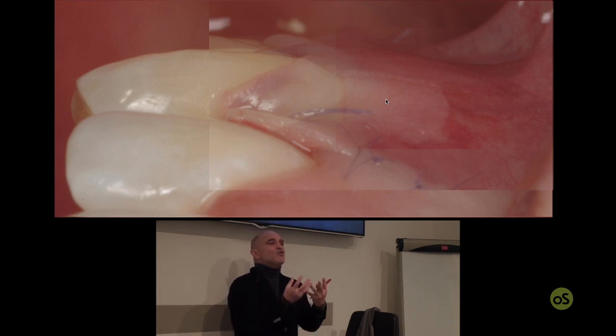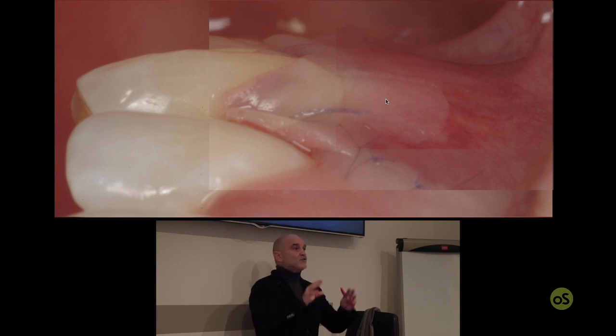How much keratinized tissue do you need in the flap in order to say, yes, I can use the coronally advanced flap with no graft? At least 3. Yes, at least 3, which means 1 on the crown, 2 on the root. At least 4 is even better.